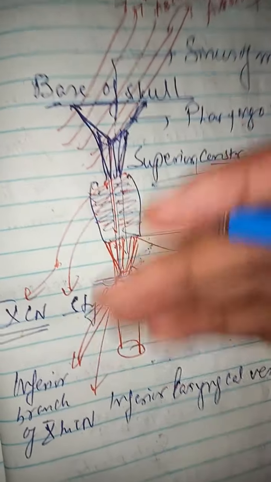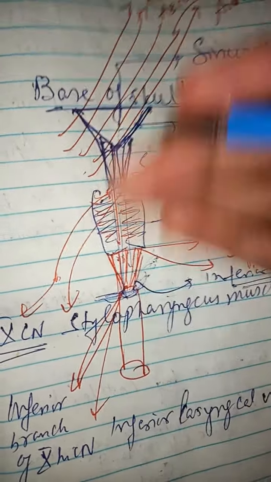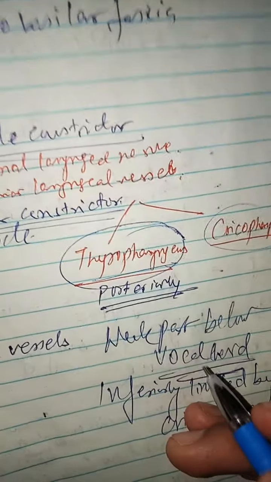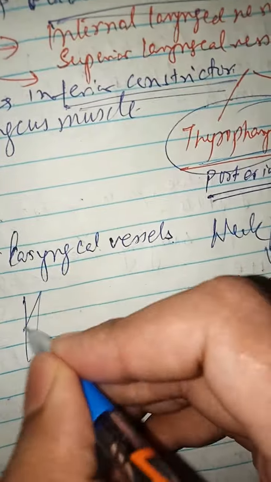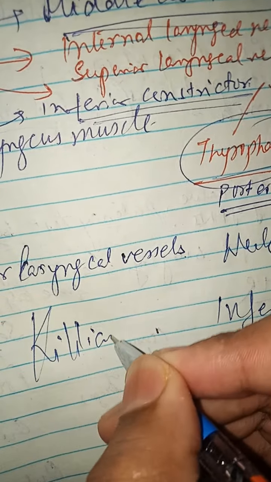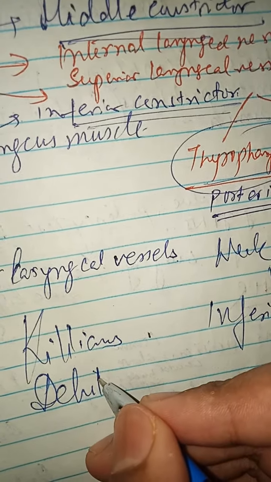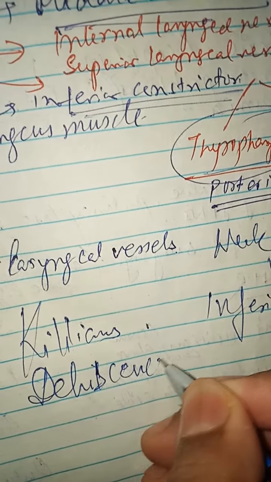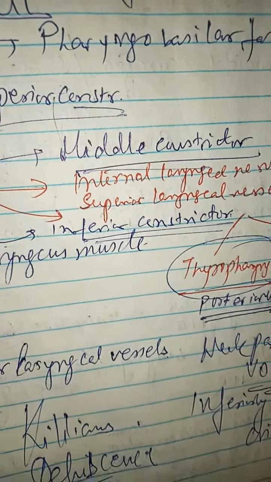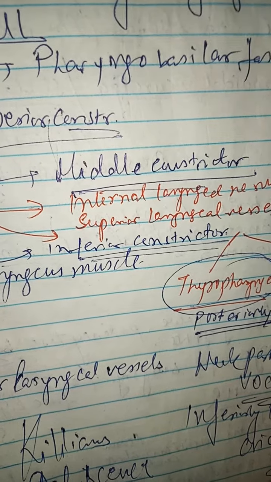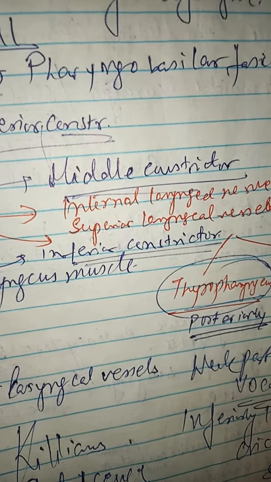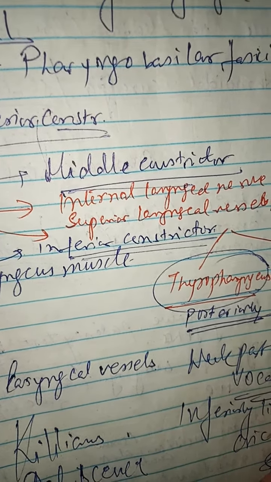We are seeing this from the posterior side, the posterior wall of the pharynx. So there is a weakness, and this weakness is known as Killian's dehiscence. Pharyngeal diverticula can be found in Killian's dehiscence.